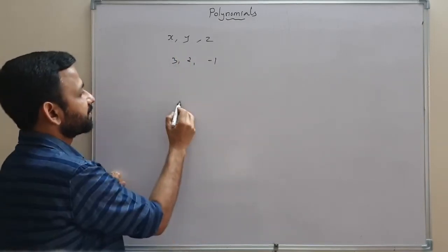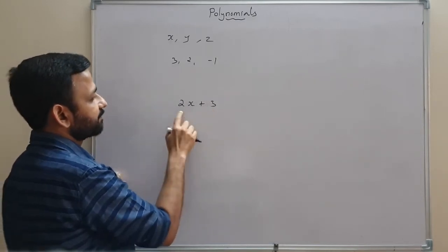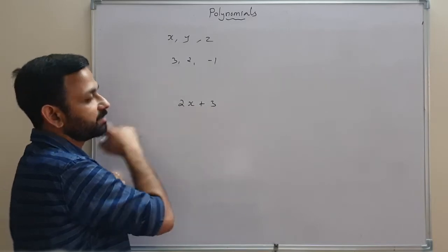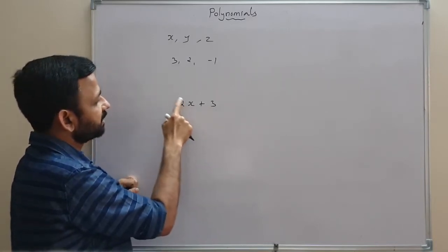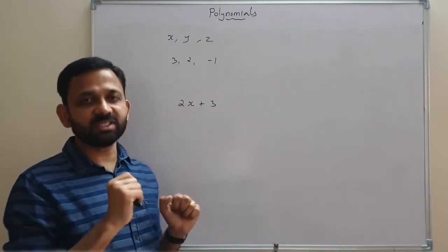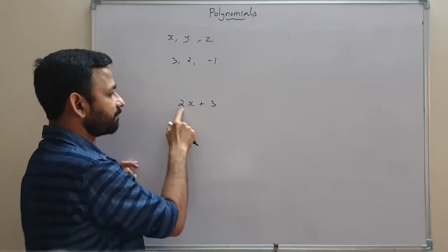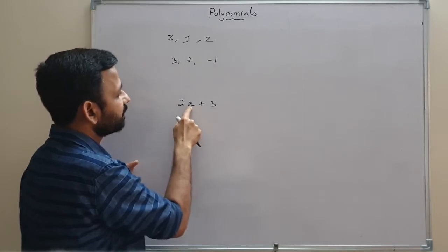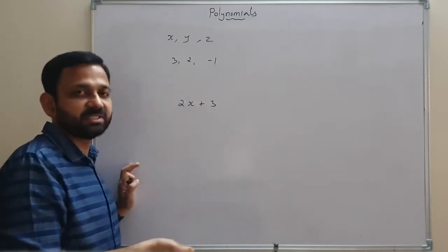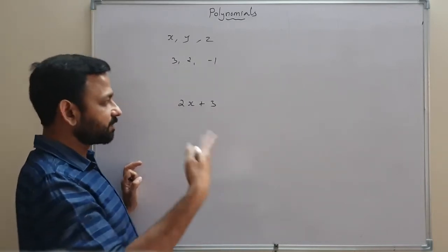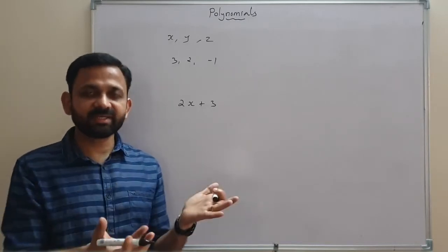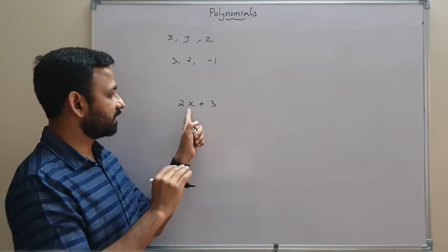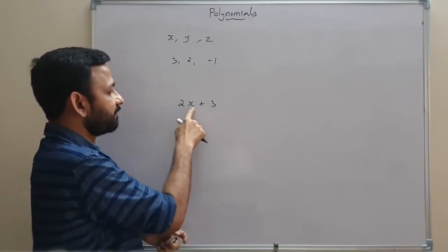One example, 2x plus 3. This is an expression which contains constants and variables. X is a variable, 2 and 3 are the constants. The values of 2 and 3 are fixed, we cannot change them. But the value of variable x can be changed. We can replace x by any number, x by 10 or x by 5 or x by minus 3, etc. So it is varying, that's why it is called a variable.